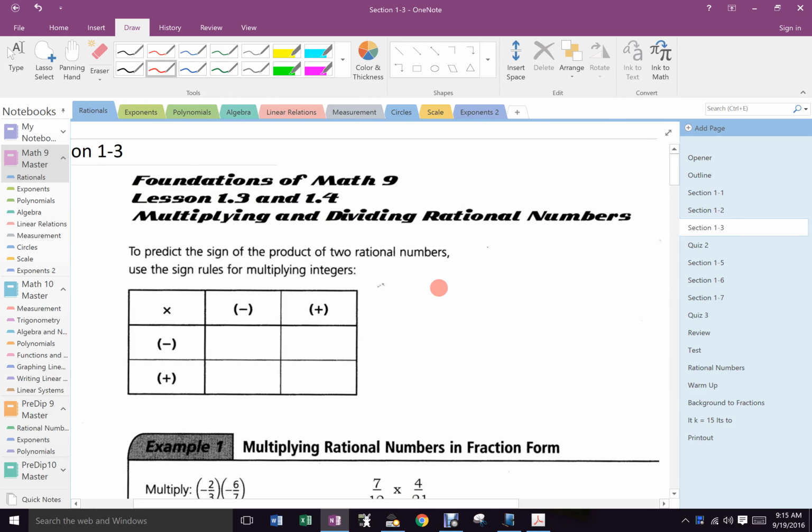A great many of you proved to me that negatives mess you up. You forget to record them. You forget to deal with them. Negatives screw you over. But when you're dividing and multiplying, guess what? You can forget about the negatives. And here's why.